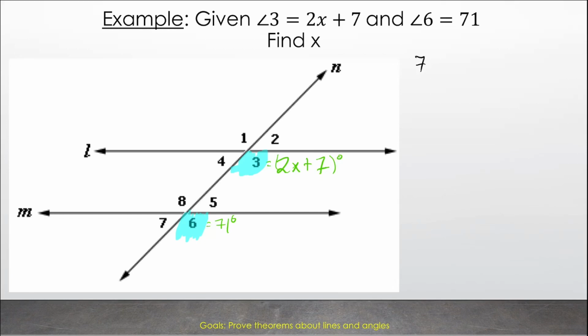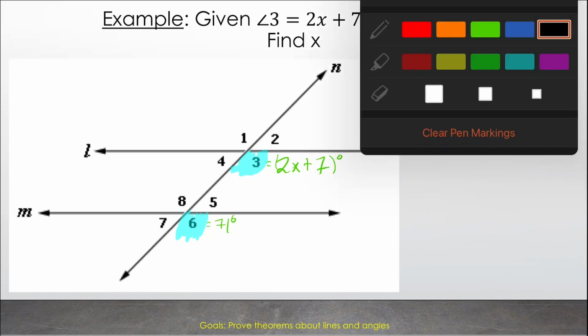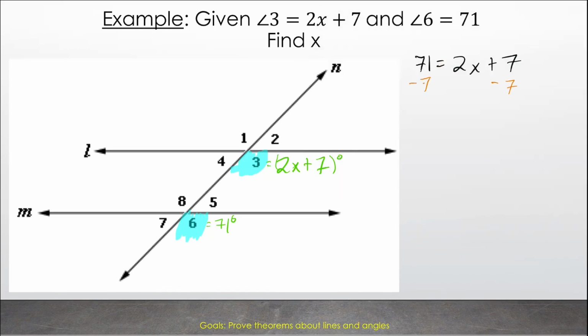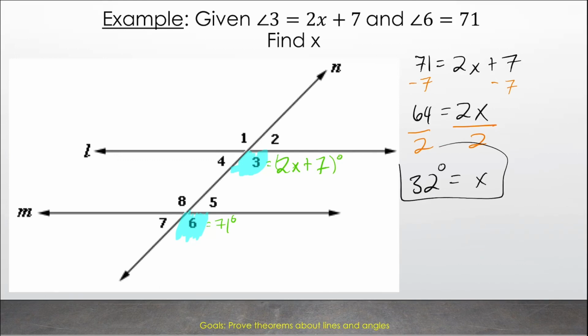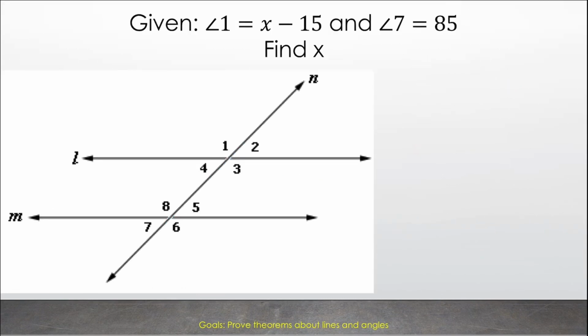So all I have to do here is say, well, 71 equals 2x plus 7. Okay? Now I can subtract 7 from both sides. All we're doing is solving this now. So let's see, that's going to give me 64 equals 2x. Then I'm going to divide both by 2. And I get 32 degrees equals x. So I know x equals 32. That was my objective.